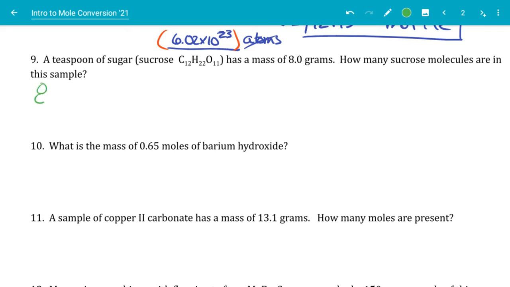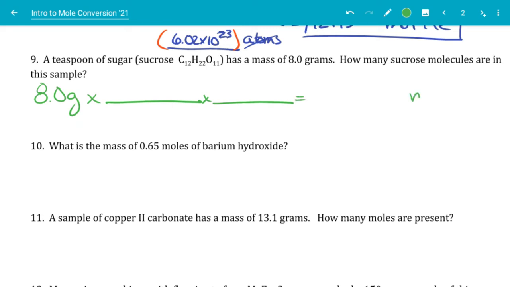So that's what they're giving us, 8.0 grams of sucrose. How many sucrose molecules are in this sample? Now, is that a 1 or a 2-step problem? Well, that's a 2-step problem. We're going from grams to moles, and then we're going to go from moles to molecules.